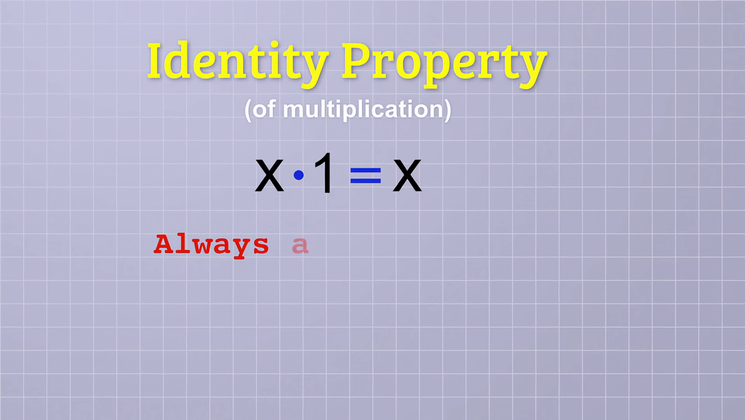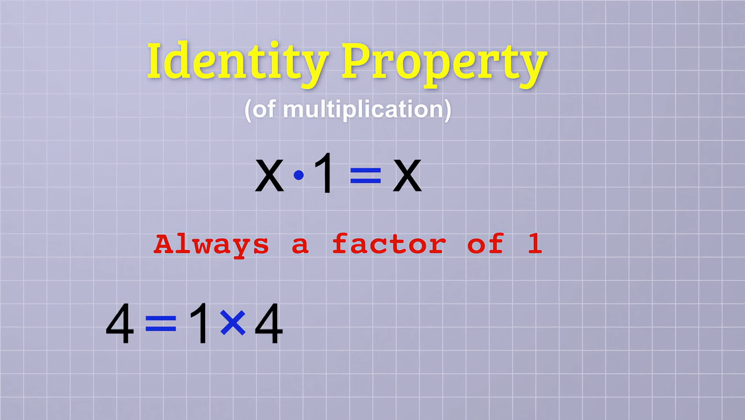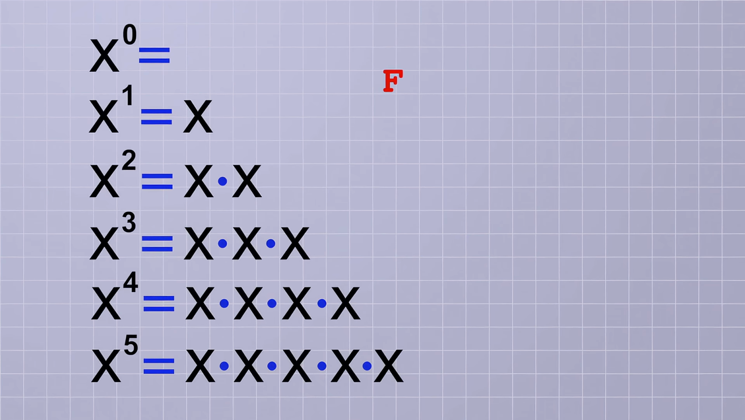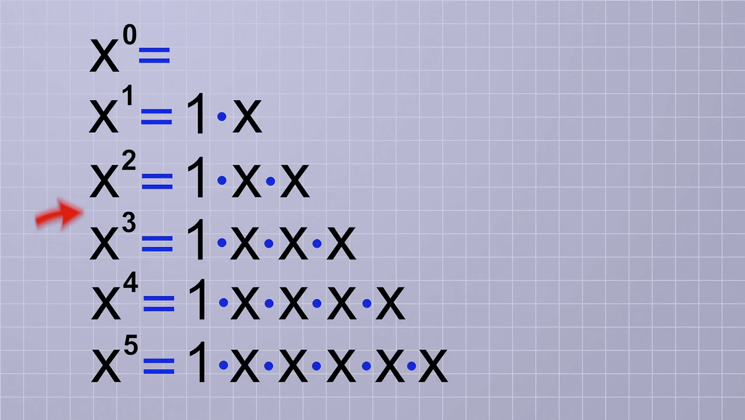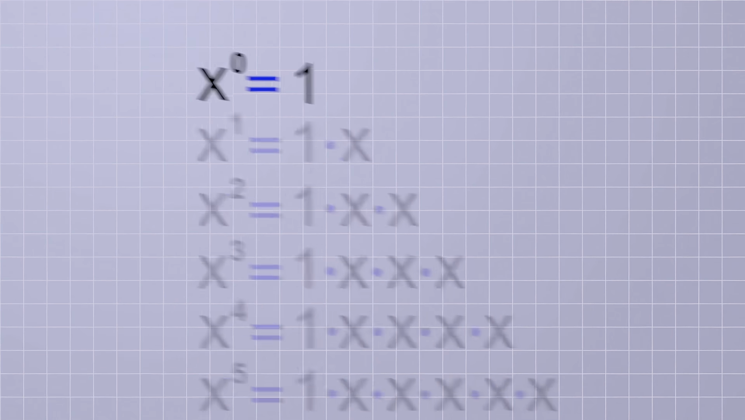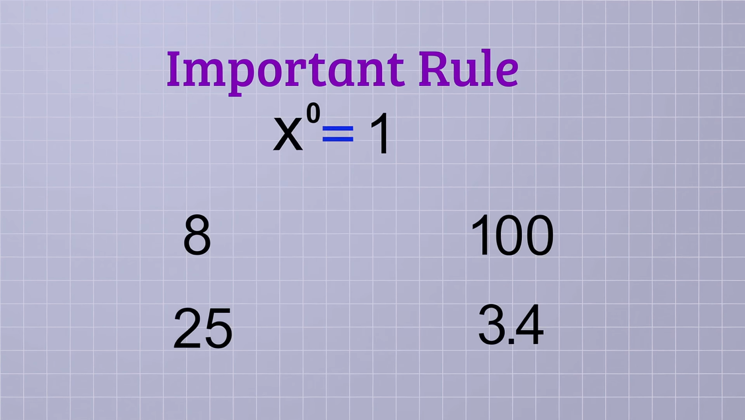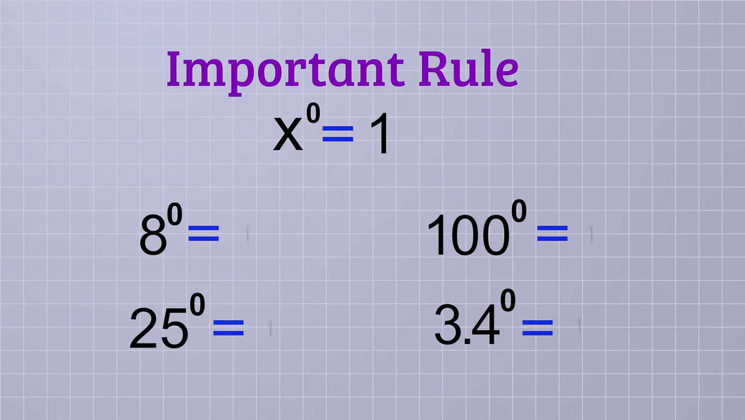Do you remember that because of the identity property of multiplication, there's always a factor of 1 in any multiplication problem? 4 is the same as 1 times 4. 5 is the same as 1 times 5, and so on. Well, that means we can also include a factor of 1 in our pattern of exponents. x to the first is 1 times x. x to the second is 1 times x times x. x to the third is 1 times x times x times x, and so on. And if we continue that pattern the other direction, you'll see that there will be a 1 left there even when all the x's are gone. So now you know another important rule about exponents. Any number raised to the 0th power is just 1.